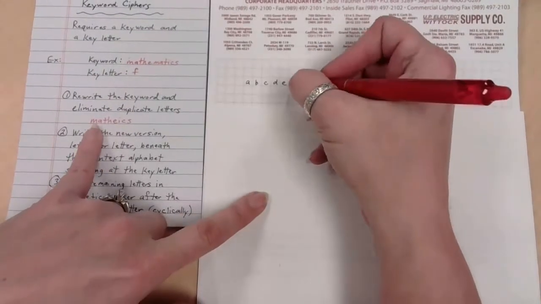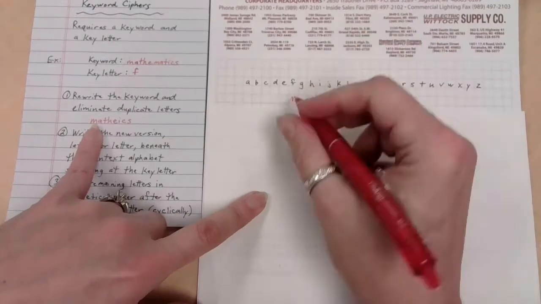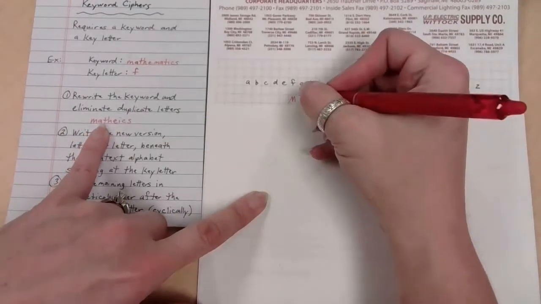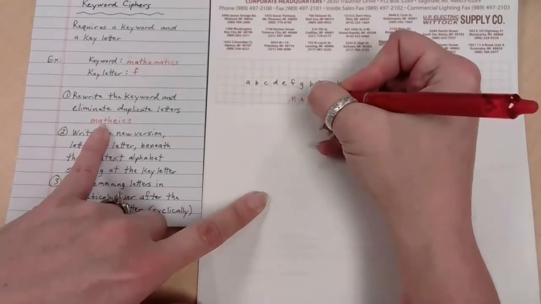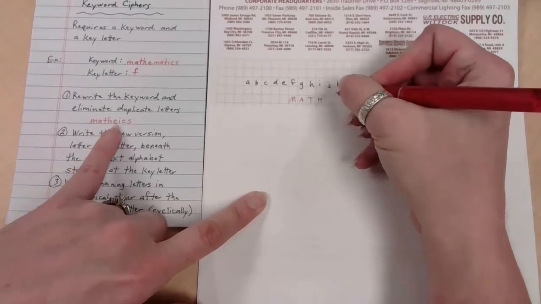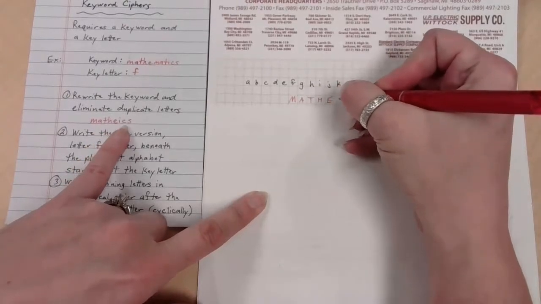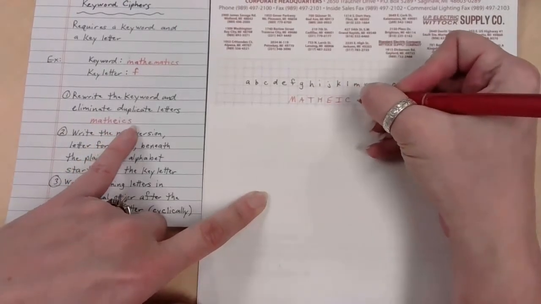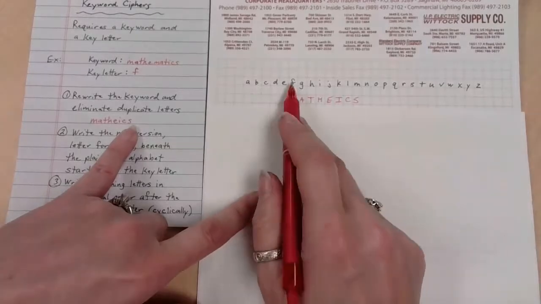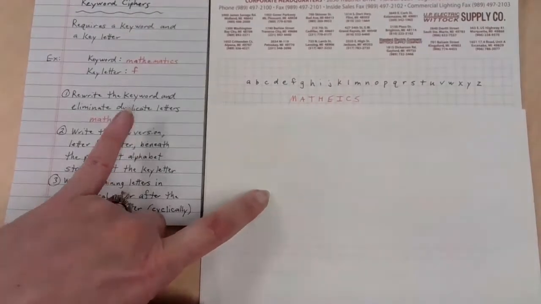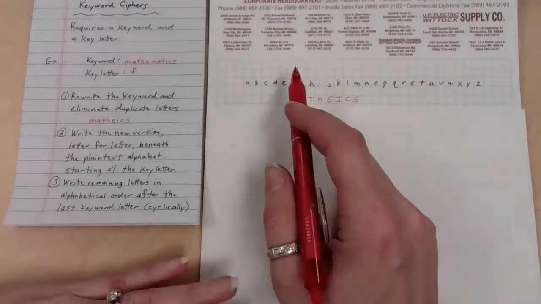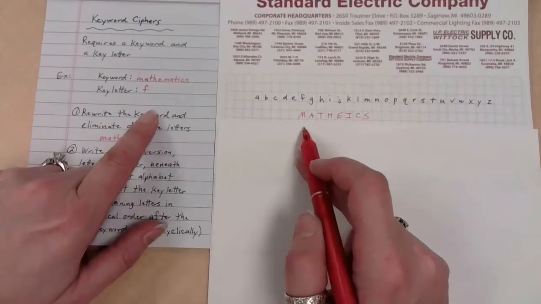Under F, we're going to put capital M. This is going to be our cipher text. And then just go in order: M, A, T, H, E, I, C, S. So, letter for letter underneath the alphabet, starting with the letter F. Why? Because I chose the letter F.